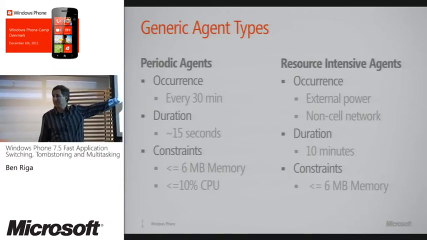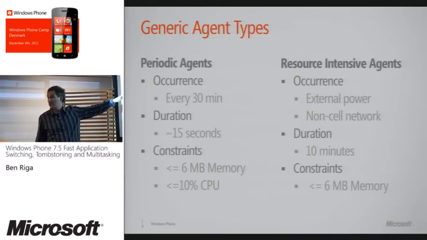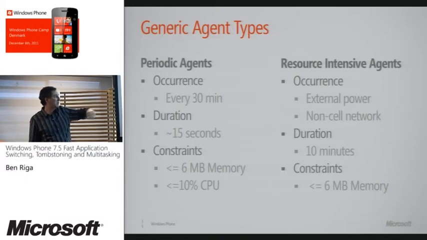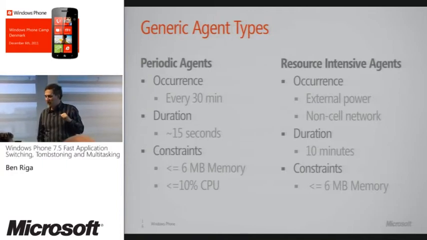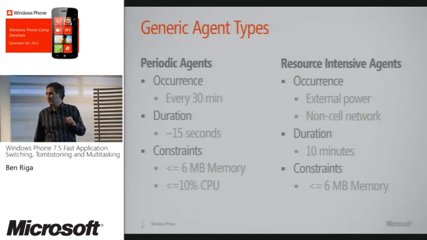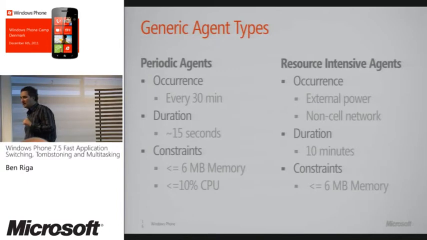And you get about 15 seconds to do whatever it is you need to do within limits. There's certain things that you cannot do, and we'll talk about that in a few minutes, within certain constraints. So your background agent cannot take more than 6 meg of memory, and it can never run or take more than 10% of the CPU. And the operating system will control for that and turn you off if you try to go beyond that.